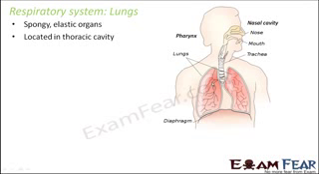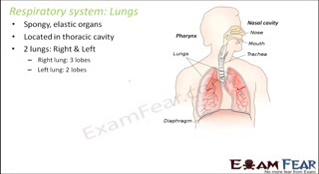So the lungs are also located in the thoracic cavity. As you can see here, these are the two lungs, the right and the left lung, and they are located in the thoracic cavity. The right lung has 3 lobes, whereas the left lung has two lobes. So this is the right lung and this is the left lung. This lung is actually divided into three lobes like this. This is 1, this is 2 and this is 3. So 1, 2 and 3.